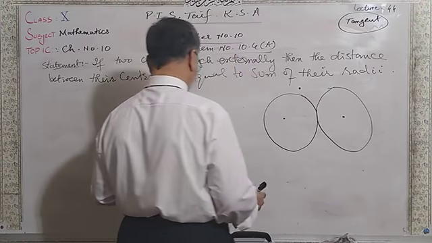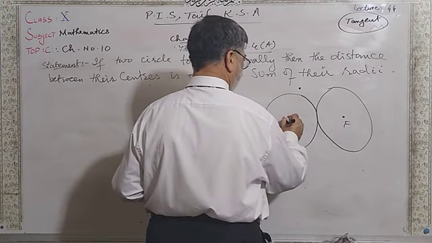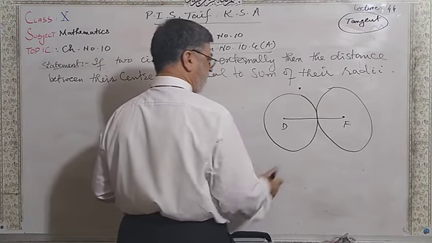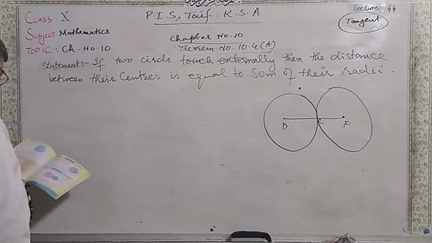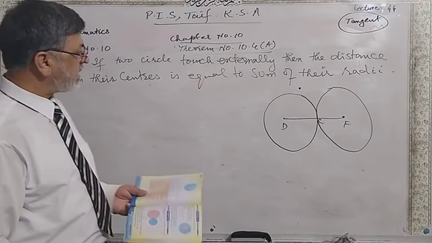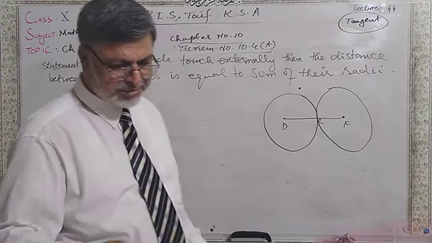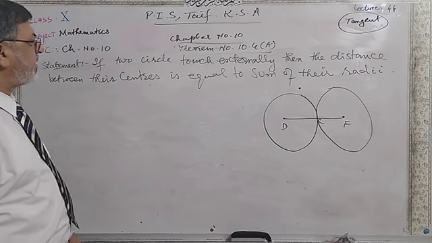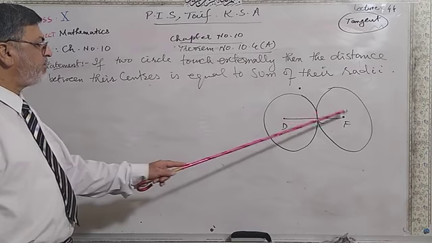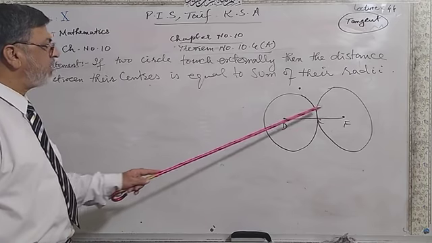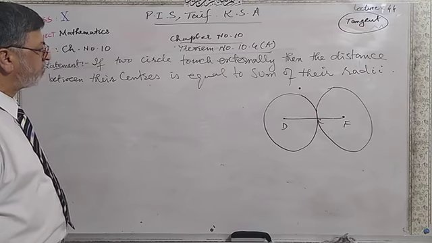For example, two circles with centers at D and F are touching each other at point C externally, where CD and CF are the radii of the circles. We have to prove that the distance between the centers DF will be equal to the sum of the radii, that is DF is equal to DC plus CF.